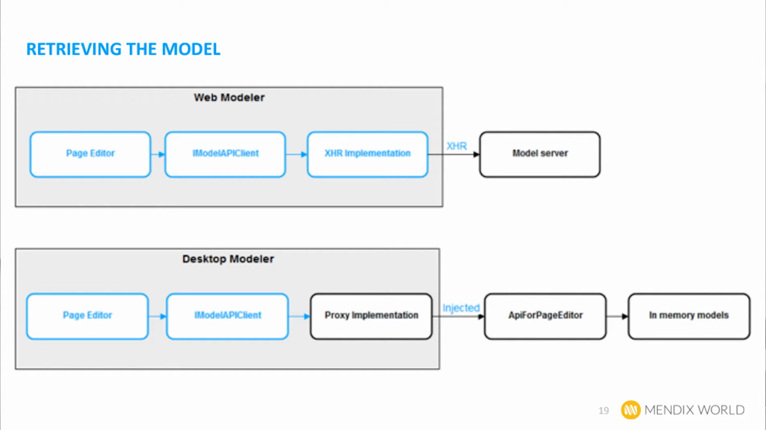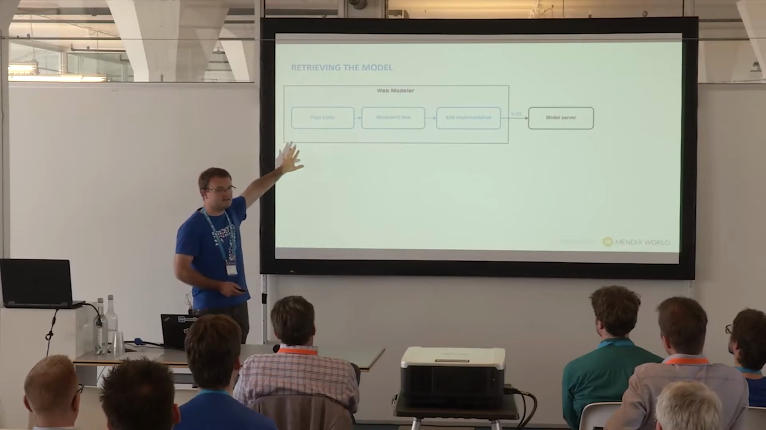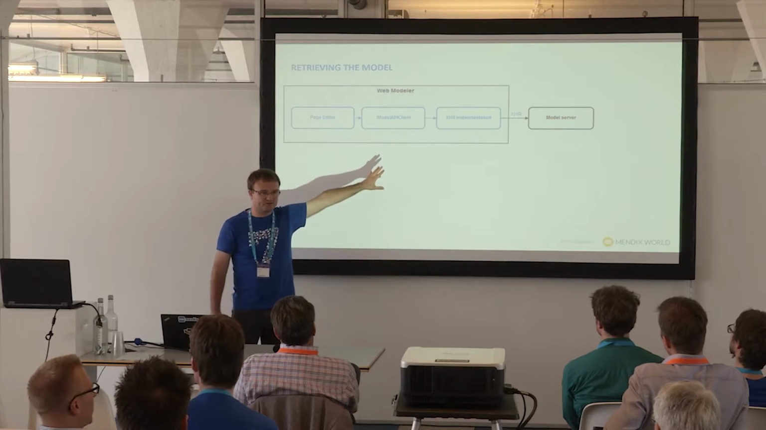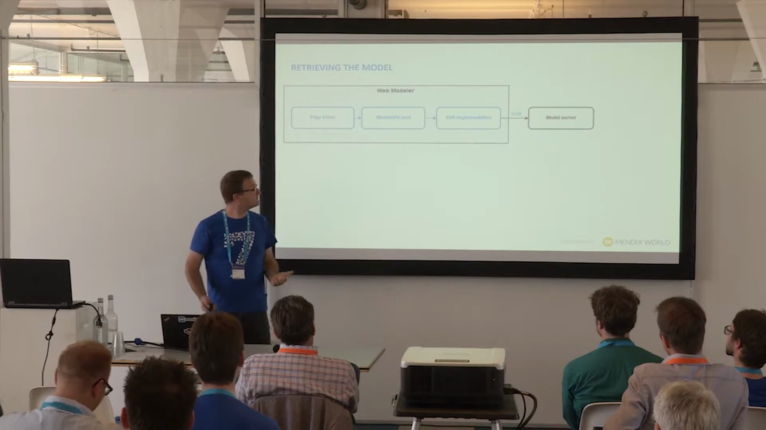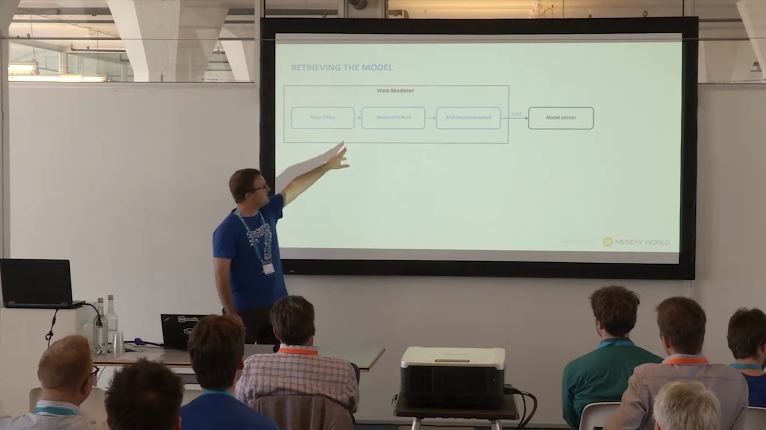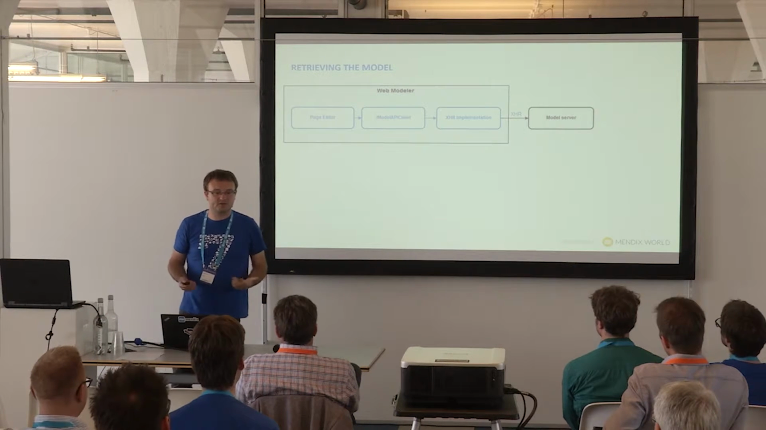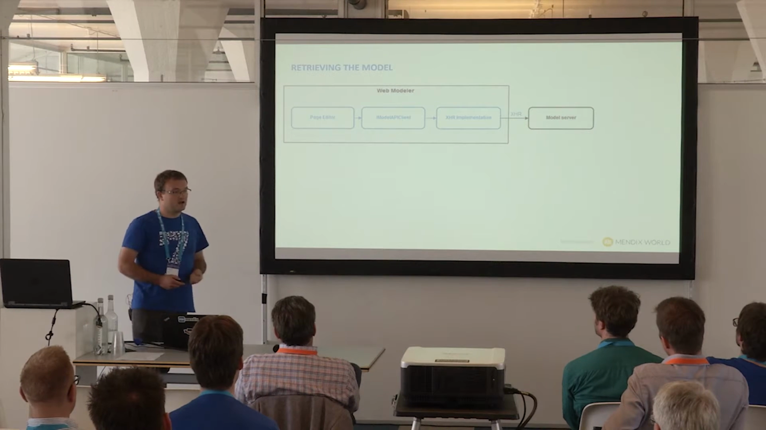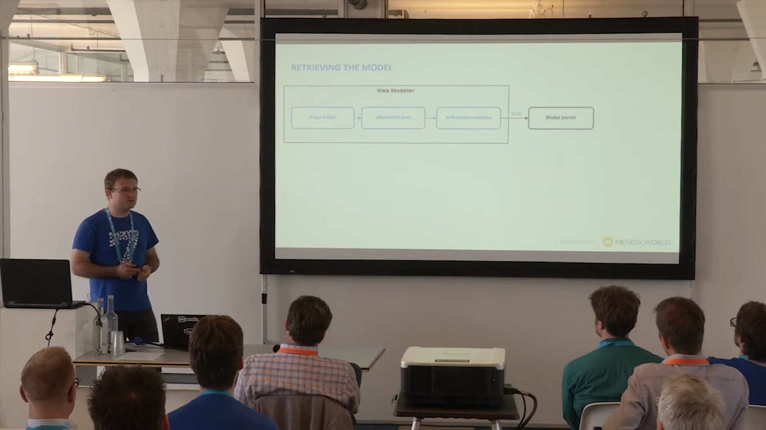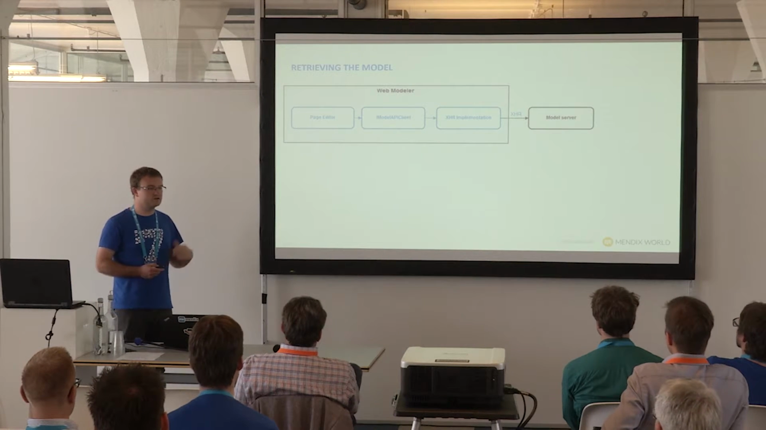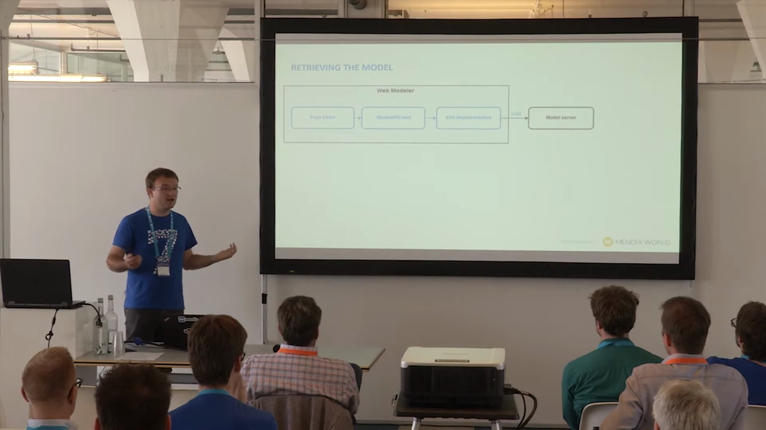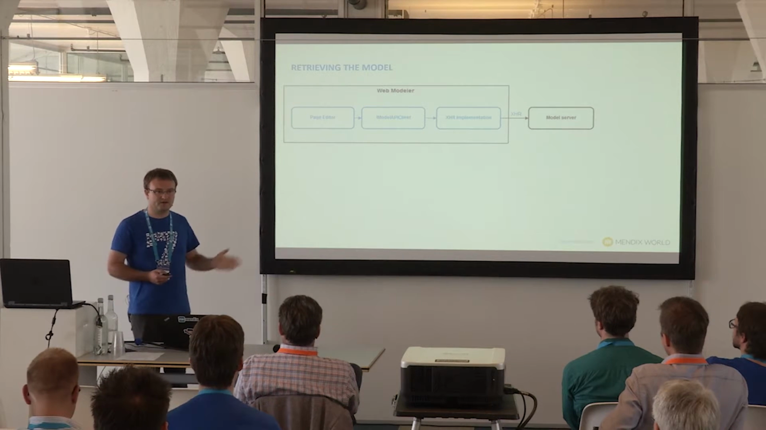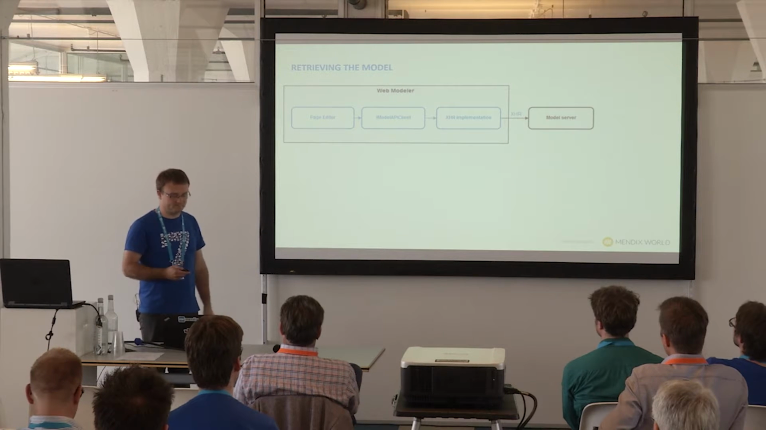So now you have an idea of how the model looks. How do you actually get the model to the page editor? Well, in the web modeler, it's pretty simple. We have the page editor, and it wants to talk to the model server. The model server has all the models in memory, and it does so by talking to an IModel API client. It's an interface which defines how we can talk to the model server. The interface is implemented already by the SDK. You don't have to do anything for it. And that one talks with the server using HTTP calls. And what you get back is simply JSON. Pretty much what you've seen already on the slides.